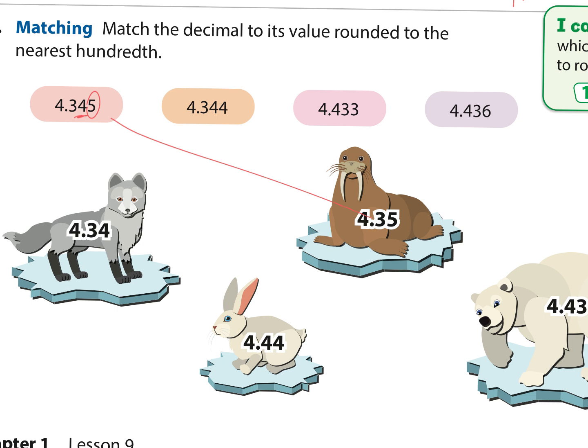4 and 344 thousandths rounds to, I'm rounding to the hundredths place, so this one will be the wolf or the fox. The pink one, 4 and 433 thousandths. I'm rounding the hundredths. This is my judge. So this one's going to be the polar bear, and the last one is the rabbit. Okay, last page of our notes.